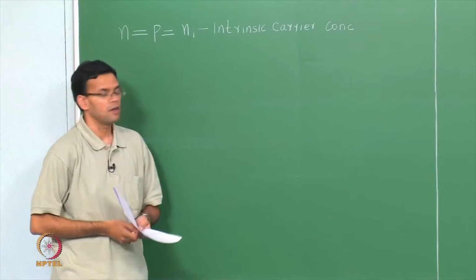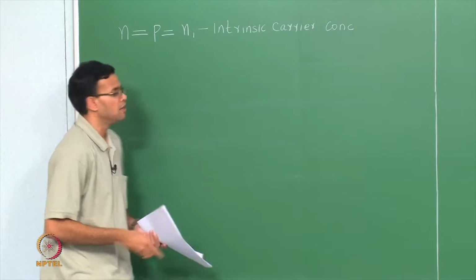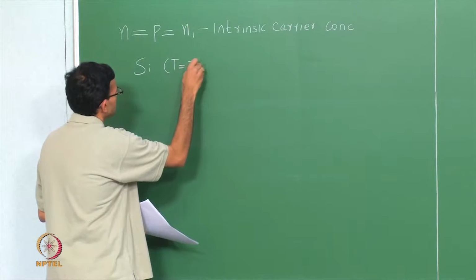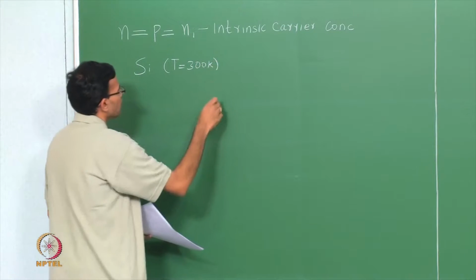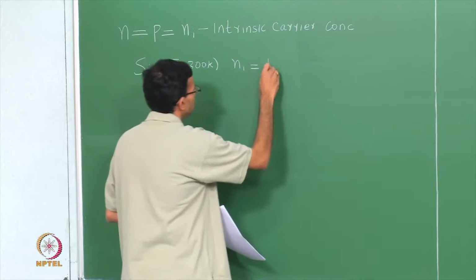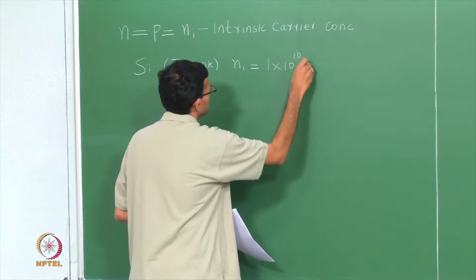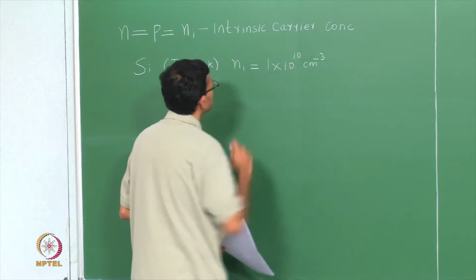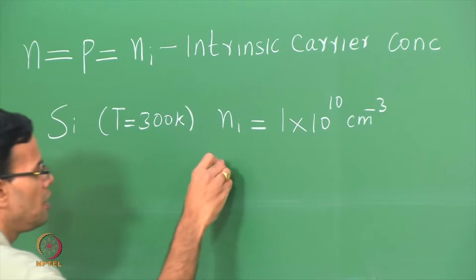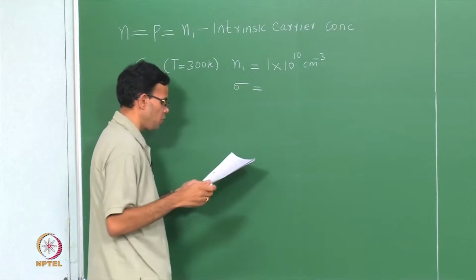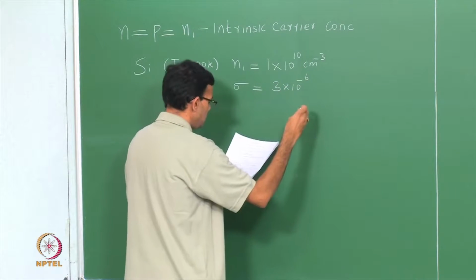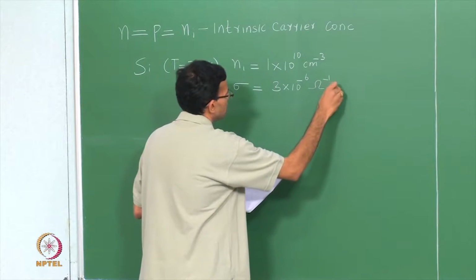We also looked at some calculations for Ni in the case of silicon at room temperature. We found that Ni has a value of around 1 times 10 to the 10 per centimeter cube. So, this number is really low when we look at the concentration of atoms. Correspondingly, the conductivity was also low. We got a value of 3 times 10 to the minus 6 ohm inverse centimeter inverse.